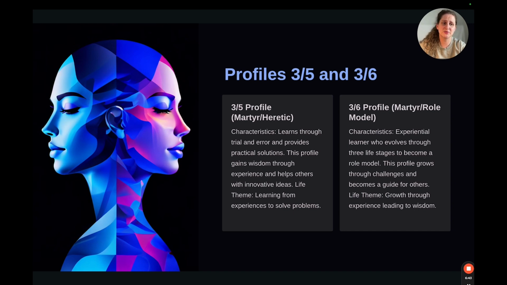3-6 profile is going to be the martyr role model profile. So the characteristics here are going to be experiential learner who evolves through 3 life stages to become a role model. This profile grows through challenges and becomes a guide for others. The life theme here is going to be growth through experience leading to wisdom.